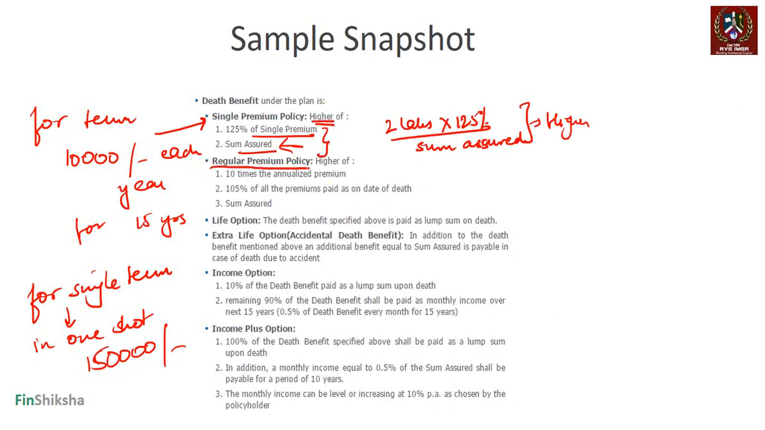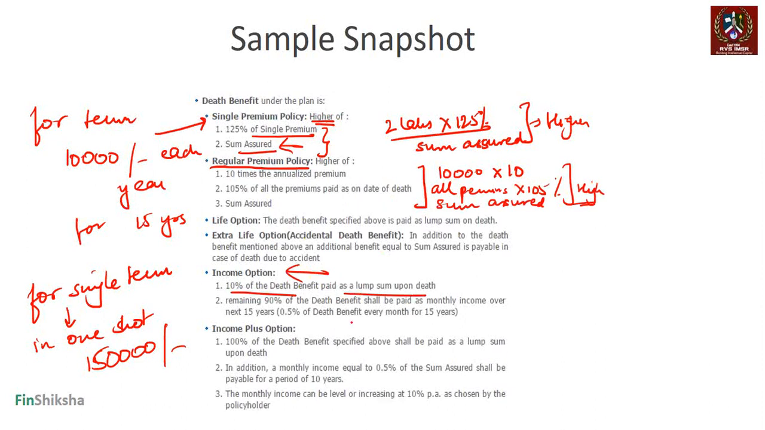In a regular premium policy where you're paying it annually, if let's say you have a premium payment of 10,000, the death benefit is the higher of 10 times the annualized premium, all premiums paid till date into 105%, or the sum assured. Whichever is higher of these three, you will get that payout, right? Then we have said life option, extra life option. In the income option, 10% of the death benefit is paid as lump sum. The remaining 90% shall be paid as monthly income over the next 15 years.